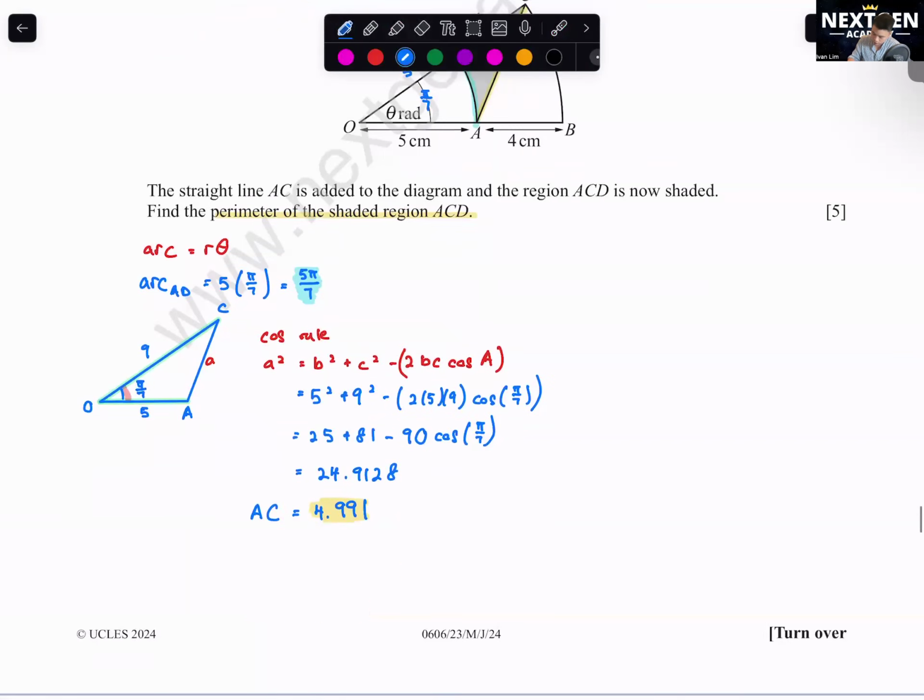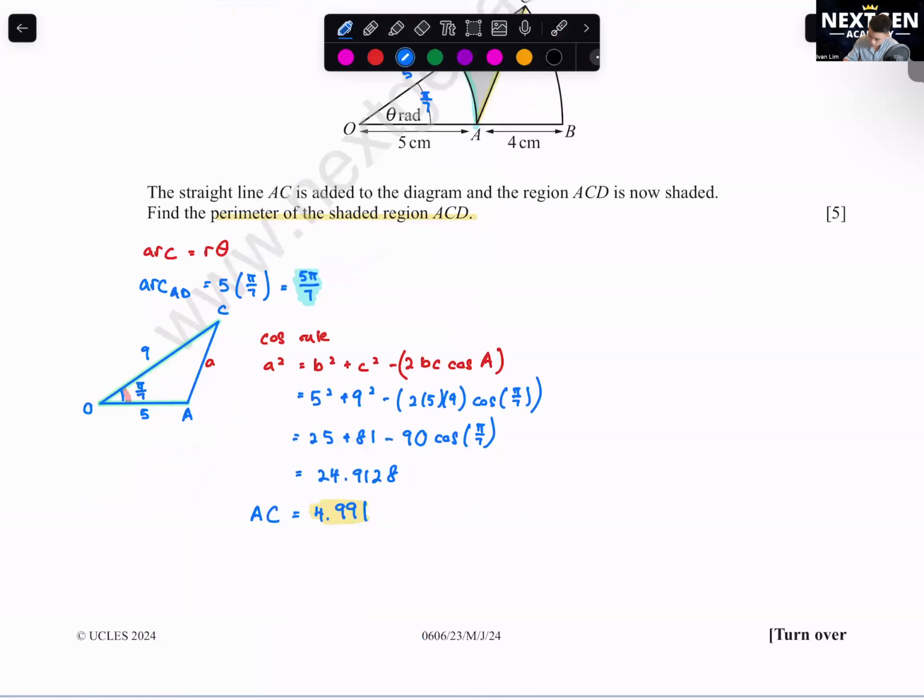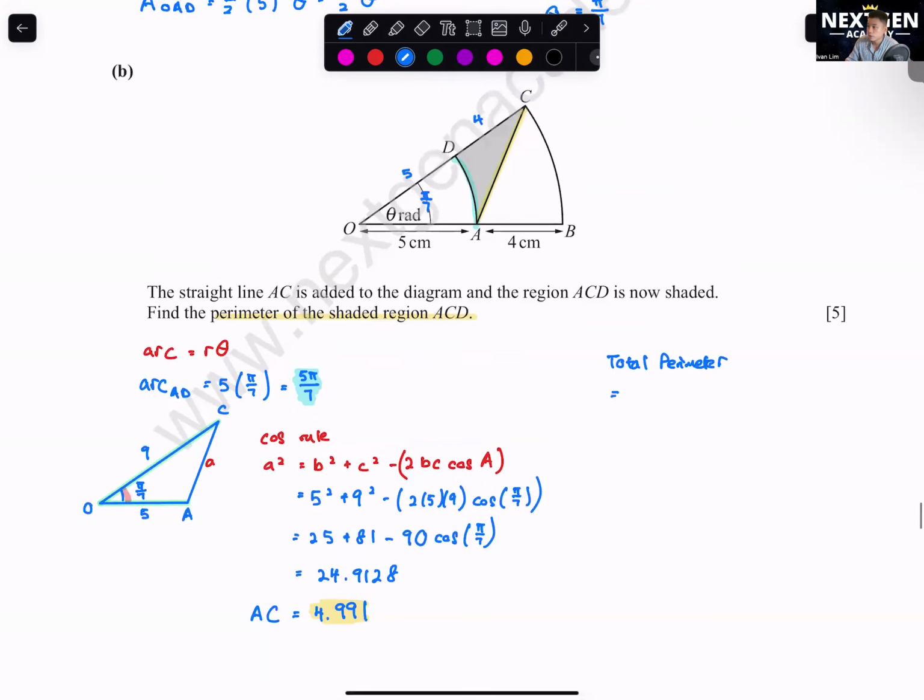Now, total perimeter. Just add it all up together, which we will get 4.991 plus 4 plus 5 pi over 7. Okay, you get 11.2. Just write it to 3 significant figures.